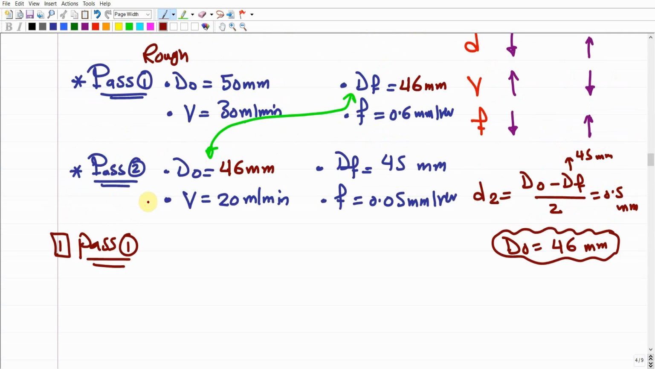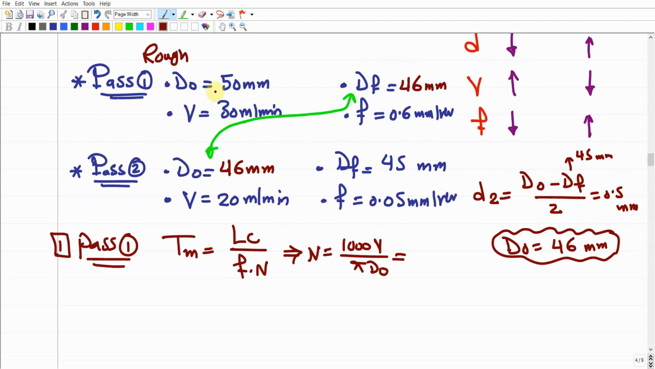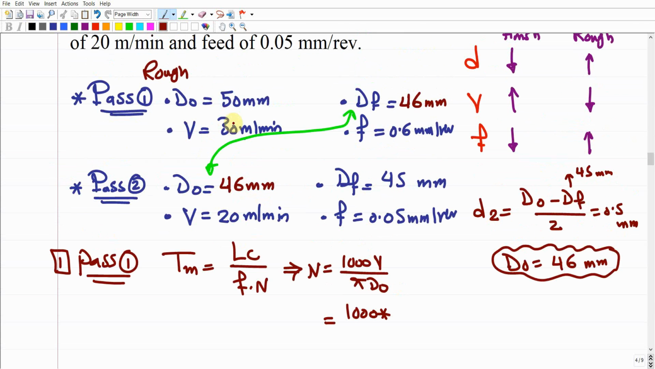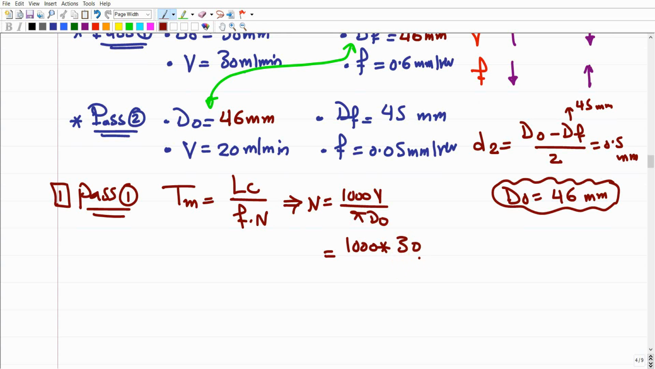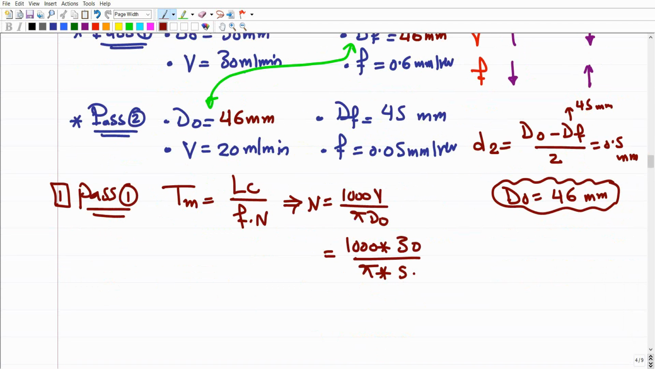On pass 1, we would like to calculate the machining time. The equation for the machining time is LC divided by F times N, right? Since F was given, we have to calculate N. N is 1000 times V divided by pi D0 for pass 1. So it's going to equal 1000 times the cutting speed for pass 1, which was given as 30 meters per minute, divided by pi times D0, which is the original diameter, given as 50.